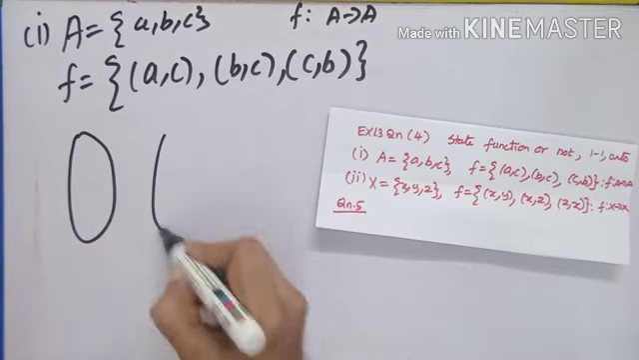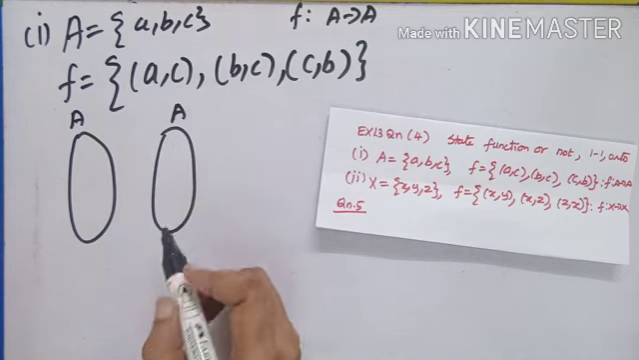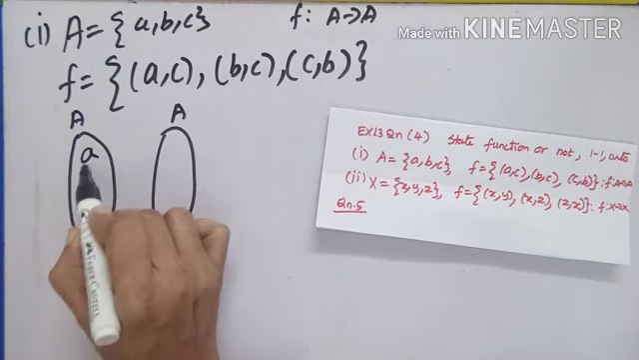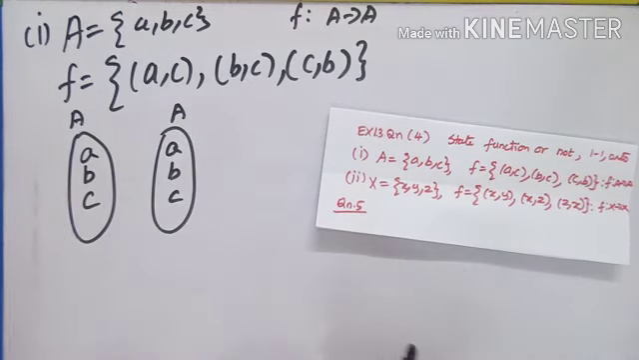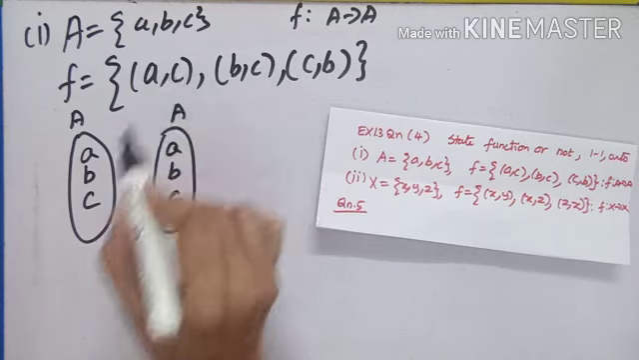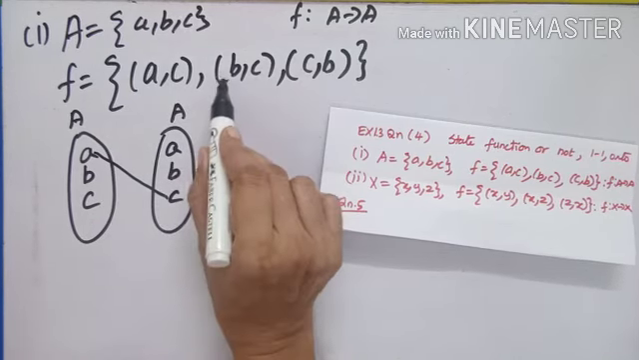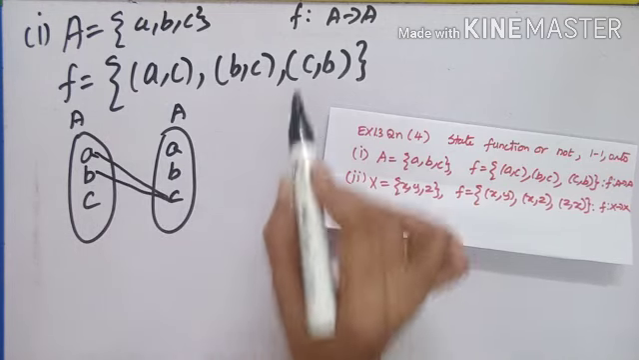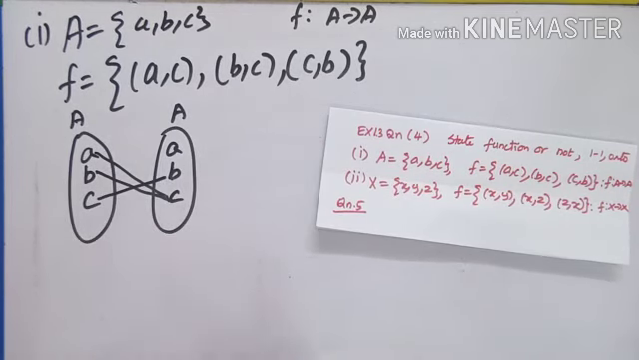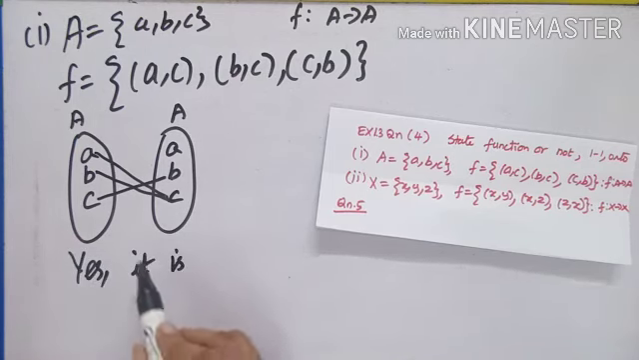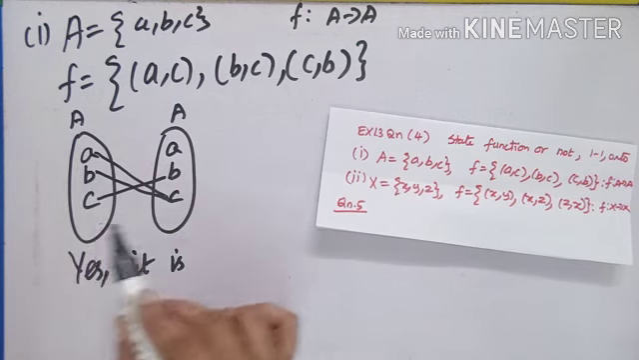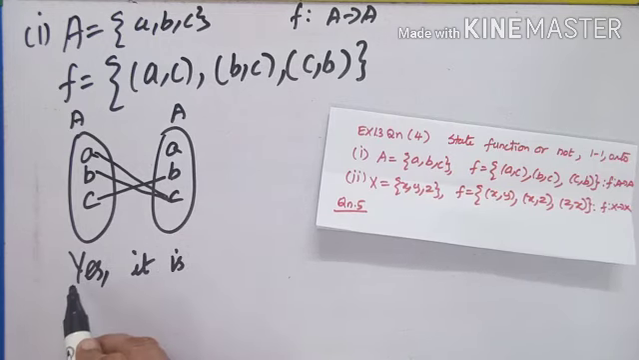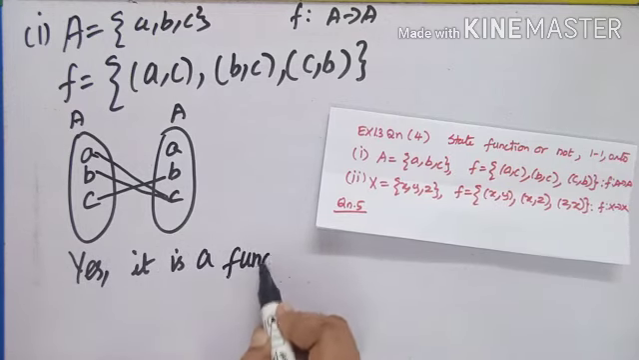Let us draw it like this for you to have more understanding. A, B, C and A, B, C. So A to A I have written. First letter A goes to C, so it is like this. B goes to C. It is like this. C goes to B. It is like this. Is it a function? Yes, it is a function because the elements have images. One element does not have two images, so we can say yes, it is a function.